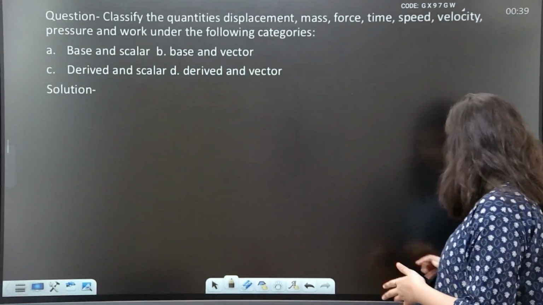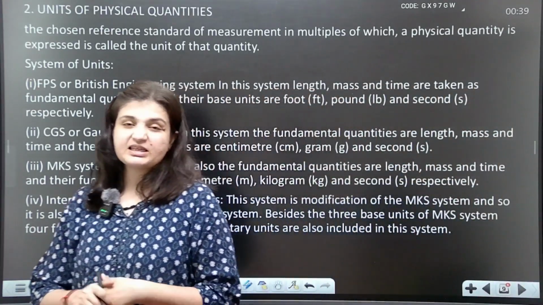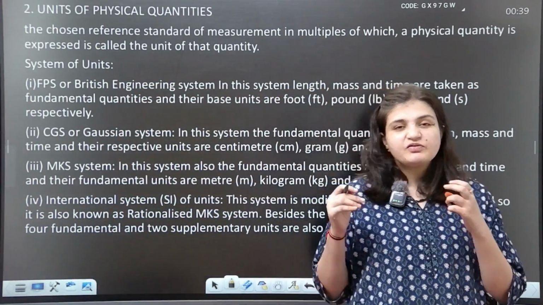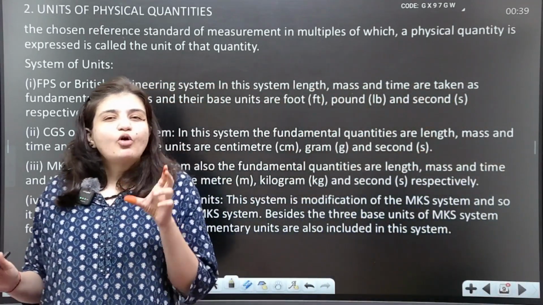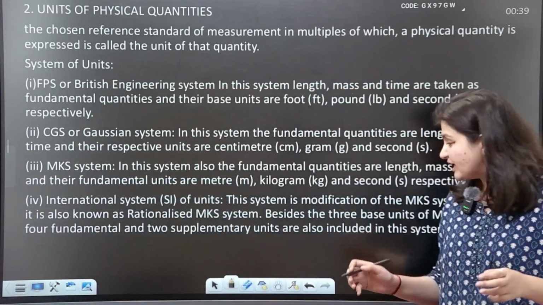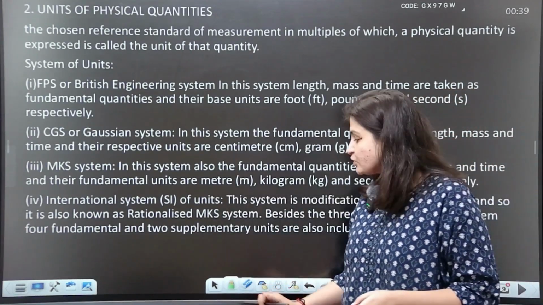Now we were talking about the various types of units of physical quantities, like how do we measure it? We have seen the various types of base quantities. So what all types of base quantities have we seen? We have seen mass, length and time.